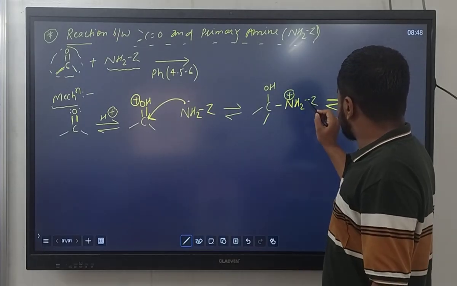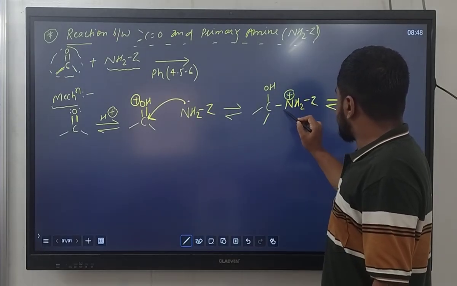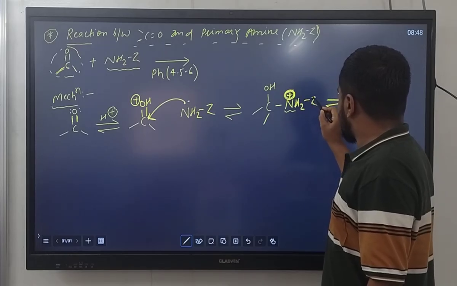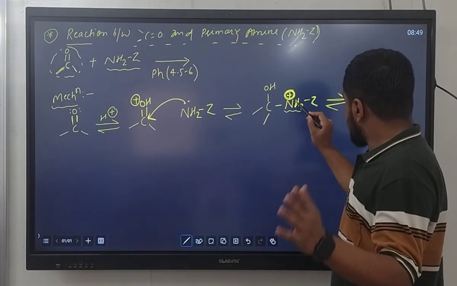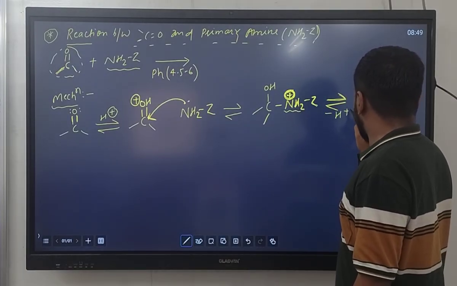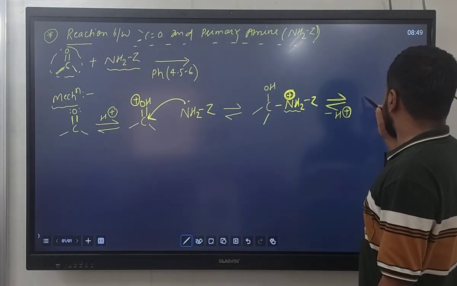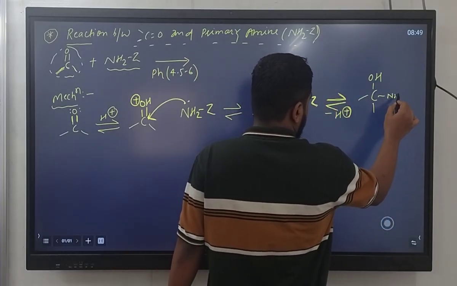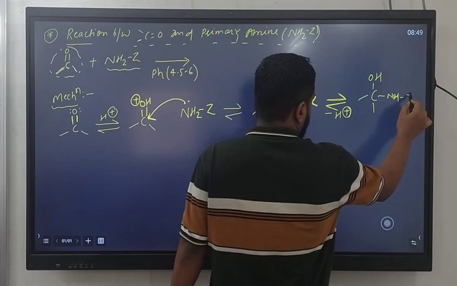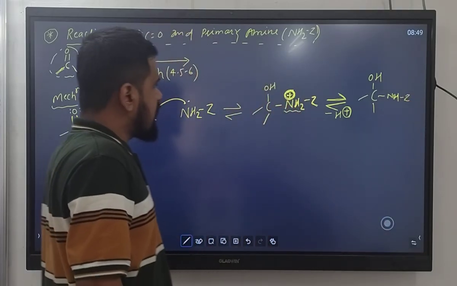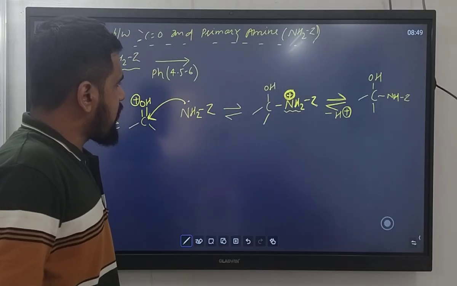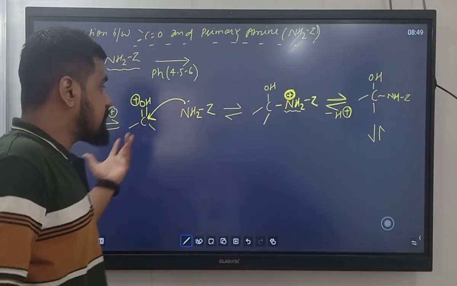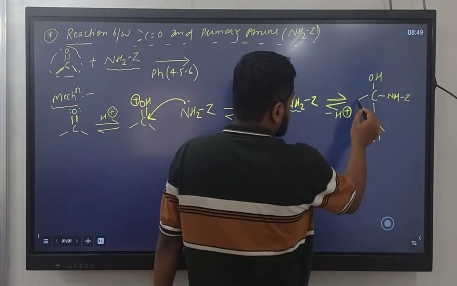Here nitrogen has 2 H and an acidic H, and one H plus is released, so you will get this OH, this NH and Z. All reactions are reversible, all steps are reversible.